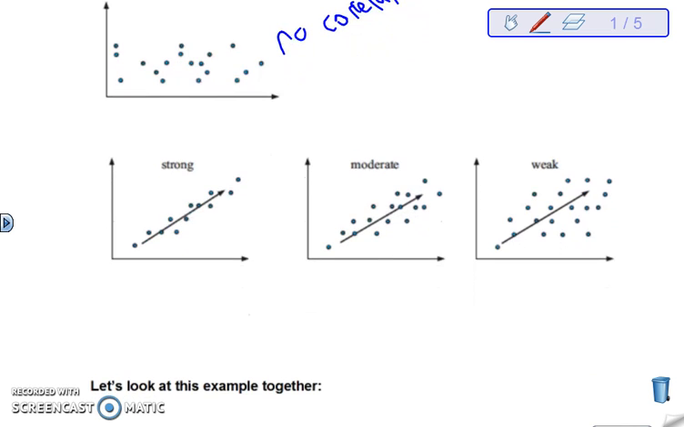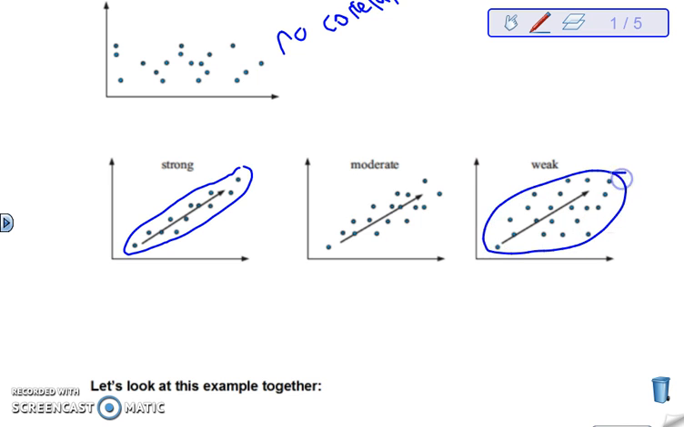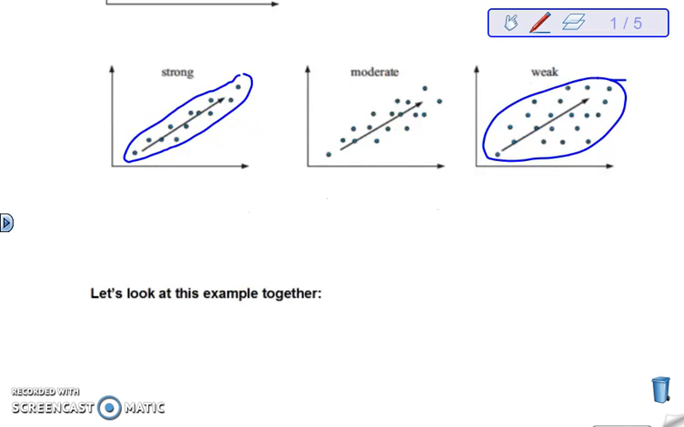When we talk about the strength of the correlation, we're talking about how centralized the points are. For a strong correlation, all of the dots are going to be relatively close to the middle. For a weak correlation, they're going to be pretty much spread out, and then moderate, of course, will be in the middle. So let's look at an example.